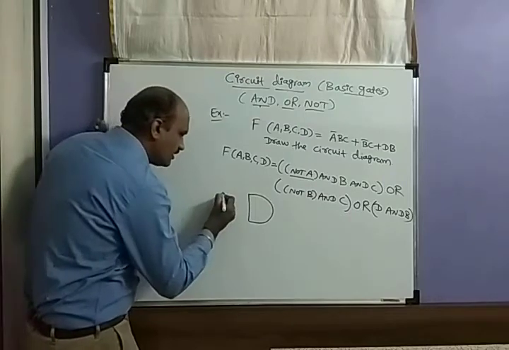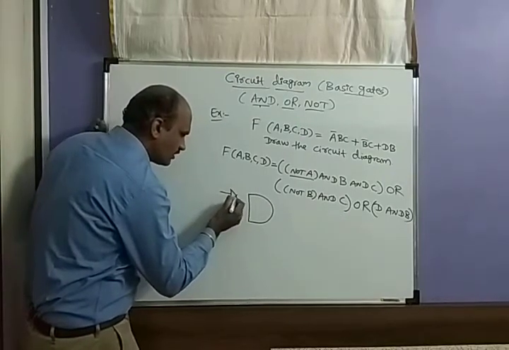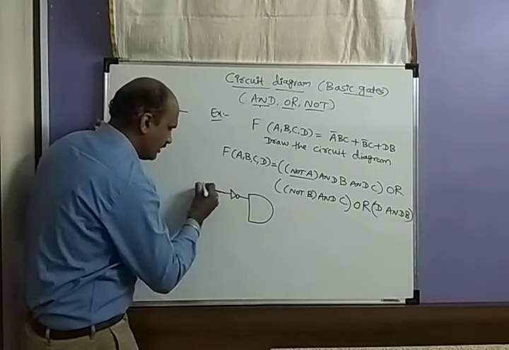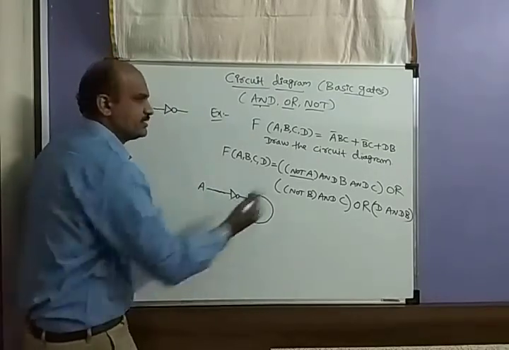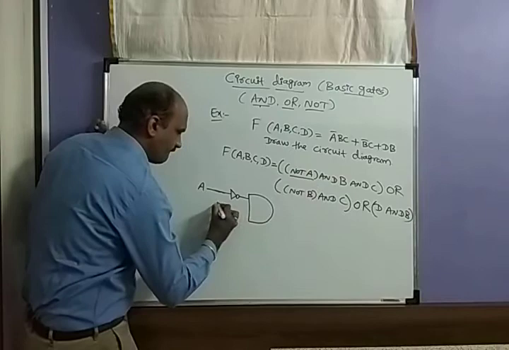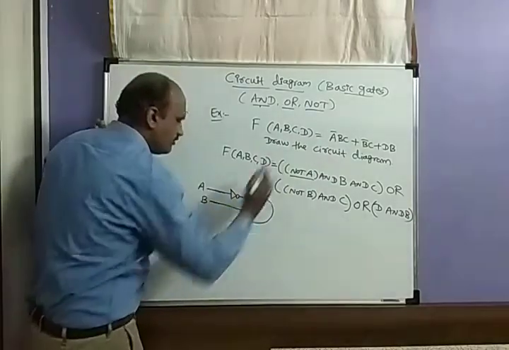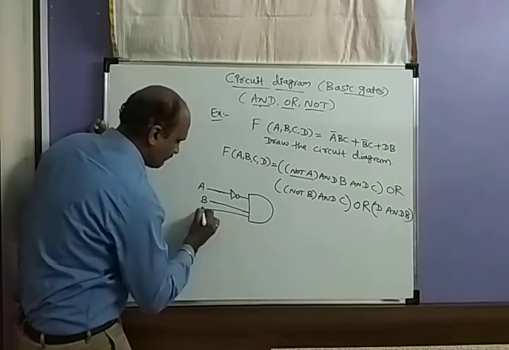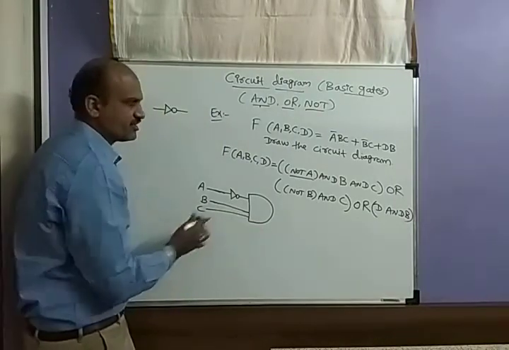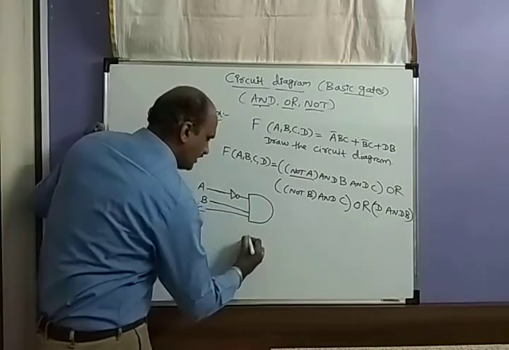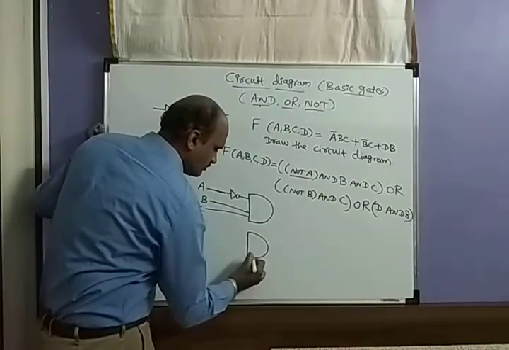Okay, so what should you write? You should write a NOT gate for A bar. This is A. Okay, then B is another input. Then we have C as another input. 3 inputs are available for this AND gate. Next, again we have another one.